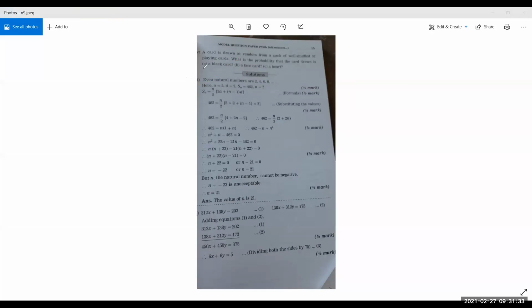Here, what are the given things? Even natural numbers are given to us. So a few even natural numbers we write here. Then according to that sequence, we are going to write the values of a, d, and Sn, right? The sum of the first n terms, that is Sn, is given to us. From that, we have to find n. Means what was given, what we have to find out. For writing this, we are getting the half marks.